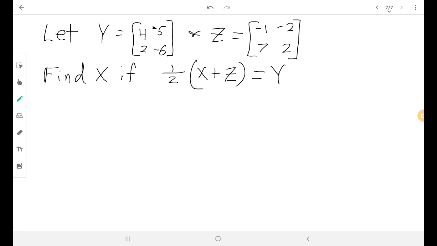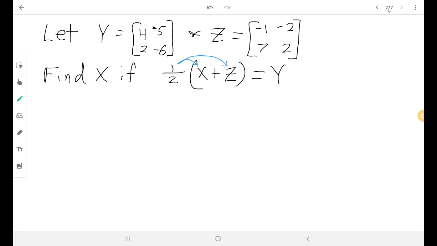So in our last problem, we're going to combine a couple of things here. And I'm going to show you some things that will make this a little bit easier, tricks that you might want to use, to help you along the way. Okay? So we've defined a matrix Y and a matrix Z, and then we've got this equation right here, 1/2 times the quantity x plus z equals y, and of course we've got an x that we have to figure out, okay?